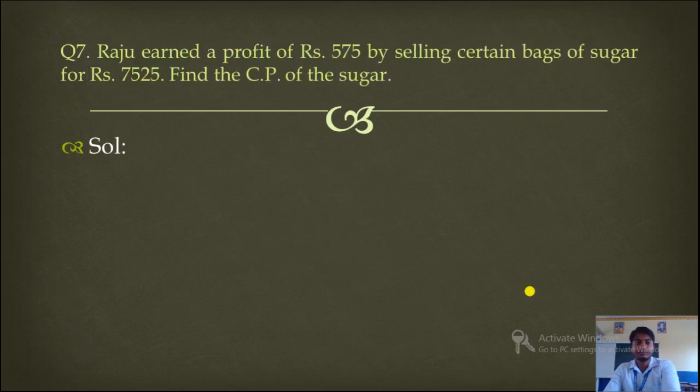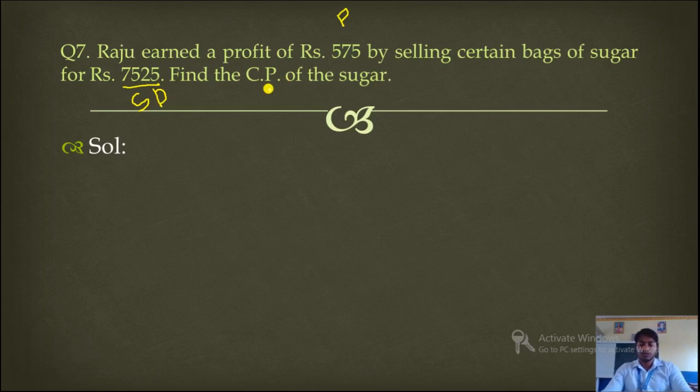Okay, now next question. Raju earned a profit of rupees 575 by selling certain bags of sugar for rupees 7525. Find the cost price of the sugar. So Raju earned a profit of rupees 575. So this one is profit. By selling certain bags of sugar for rupees 7525. That means this is here selling price. Find the cost price of the sugar. So we have to find out here cost price.